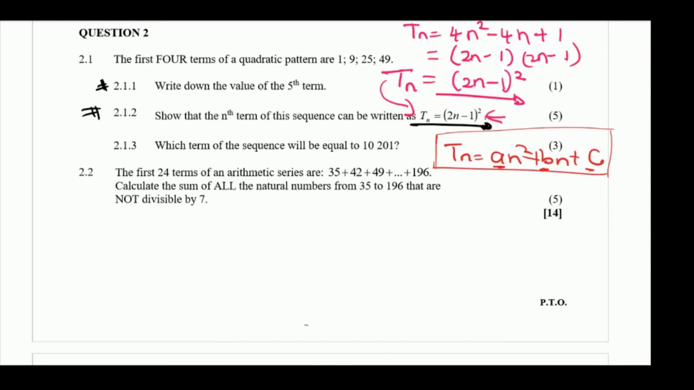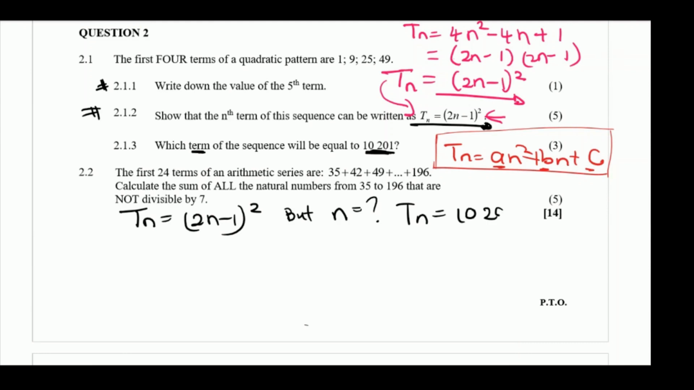2.1.3, we are asked to find the term of the sequence which is equal to 10,201. To find that term, we know the formula of our quadratic pattern, 2n minus 1 all squared. That is the formula that we have, but we want to find n. We don't know n, since we are given that Tn is equal to 10,201. So 10,201 equals 2n minus 1 all squared.